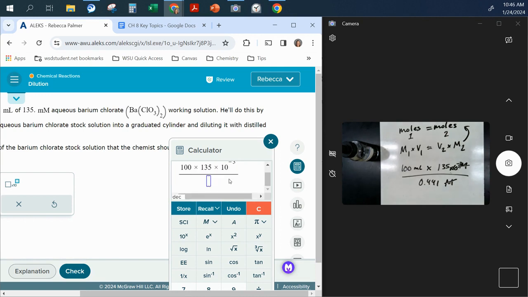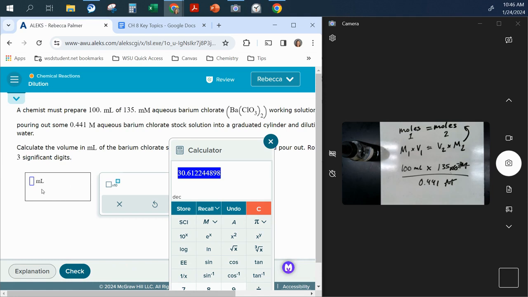Divided by 0.441. 30.6. Okay, let's check. These all have 3 sig figs, so my answer has 3. Okay, great.